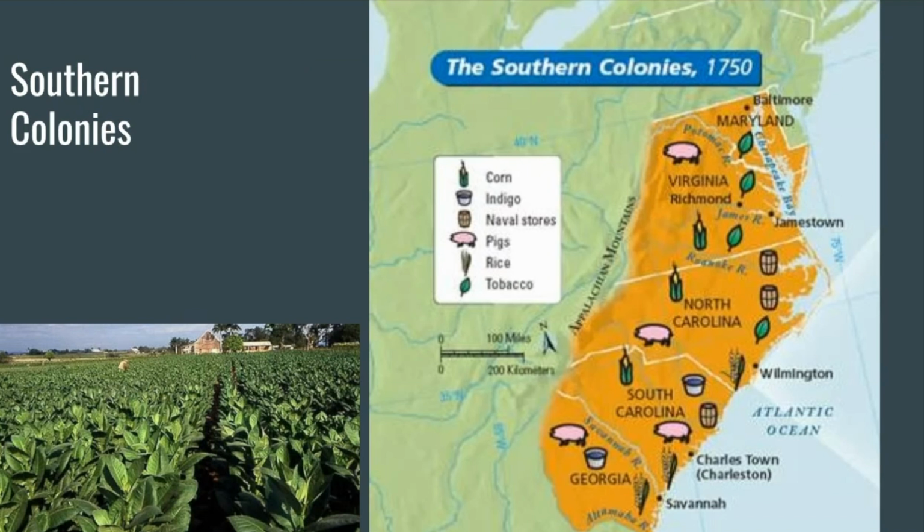Okay, now we're going to talk about the southern colonies, which involved large-scale tobacco farming, which caused slavery to be the most popular option for cheap labor.